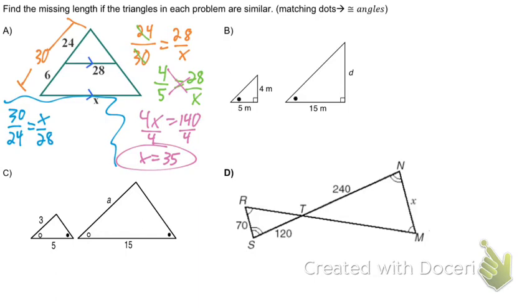Yep. Aiden. 4 over 5 equals D divided by 15. Okay, so Aiden said 4 over 5 is equal to D over 15. Would someone else have done it differently? Okay, Gage, what would you have done? I would have done 5 over 15 is equal to 4 over D. Okay, would anyone else do it differently?